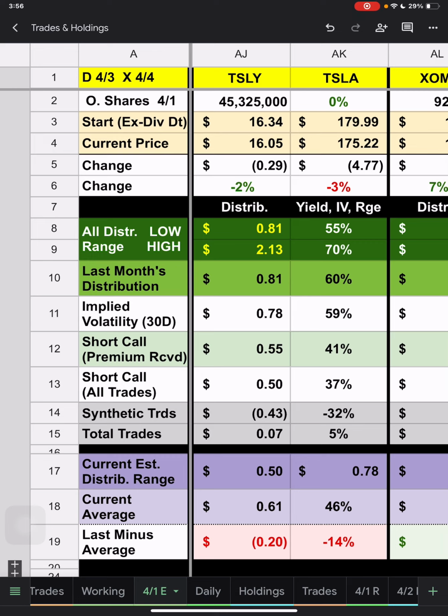This one has a short call premium of 55 cents with a range of 50 to 78 cents and an average of 61. This is one that I truly believe that if this was my fund, I would still try to give out a premium that was closer to that 80-cent range, regardless of the premium earned. That's just my opinion. I'm just saying that's what I would do if this was my fund, if I was allowed to do that.